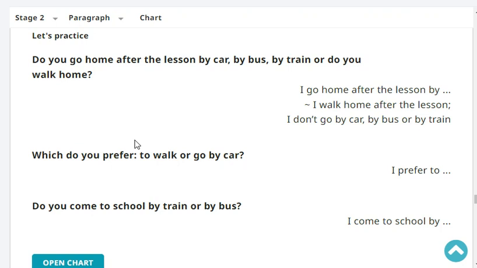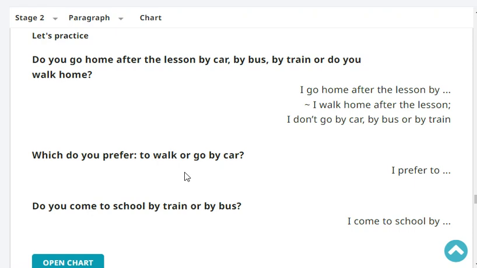Which do you prefer, to walk or to go by car? I prefer to walk than to go by car. Very good.